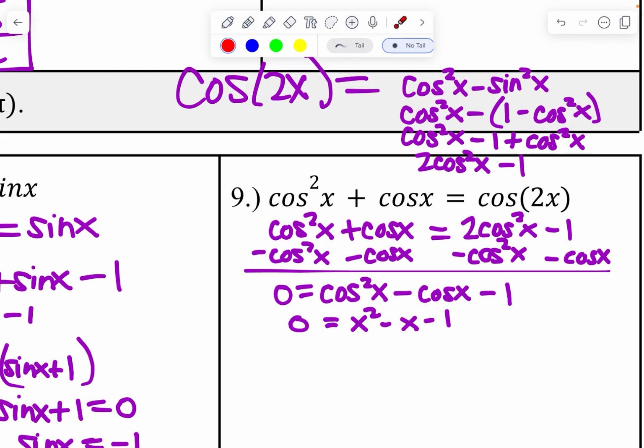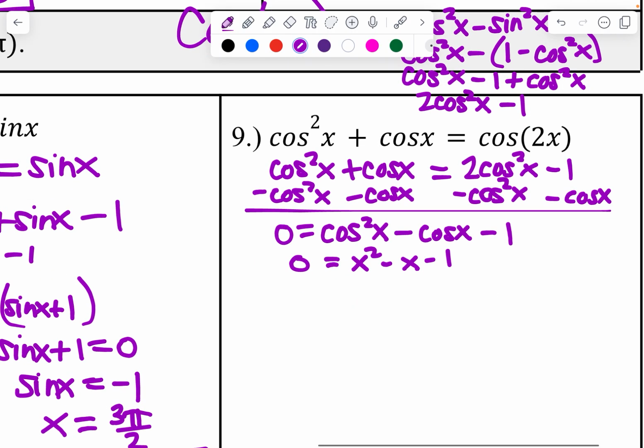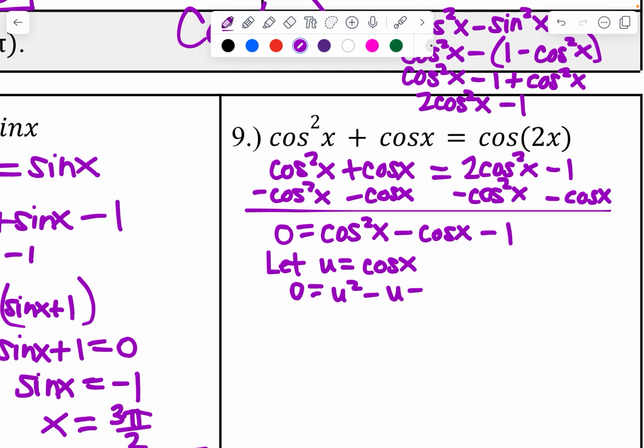And we don't want to try and complete the square here, because remember, what we actually have is the cosine of x. So we're going to use a little substitution here. We're going to introduce a replacement variable here. All right, so we're going to say let u equal the cosine of x. So then we would have 0 equals u squared minus u minus 1.